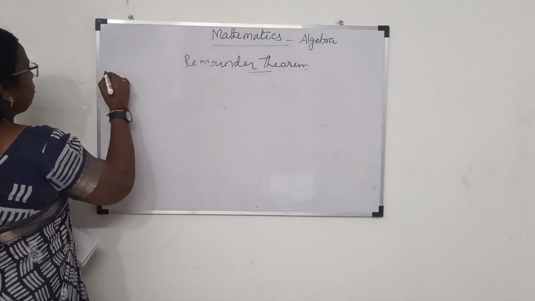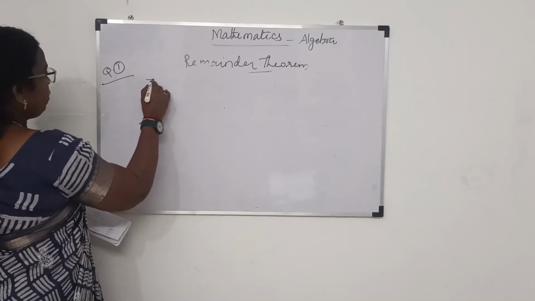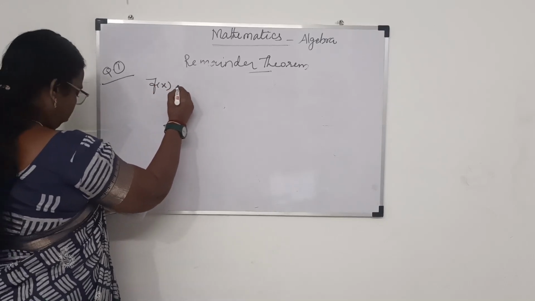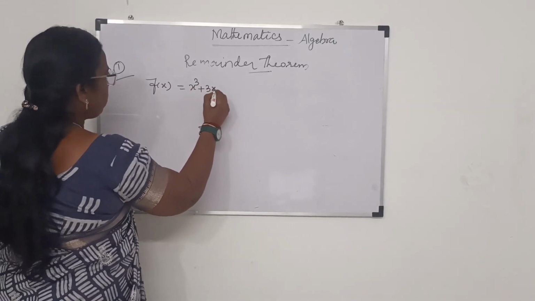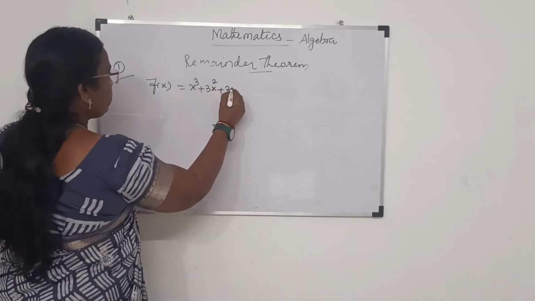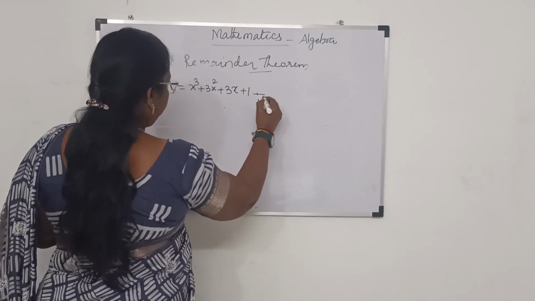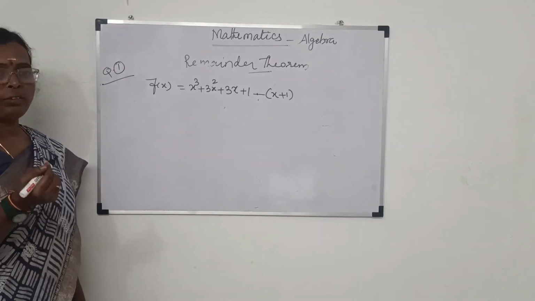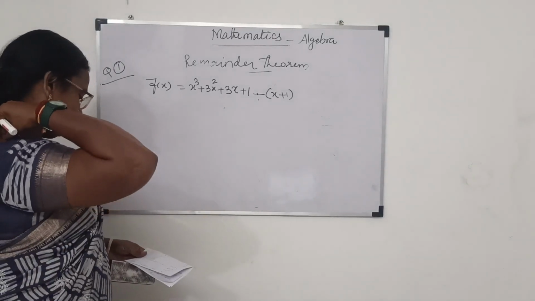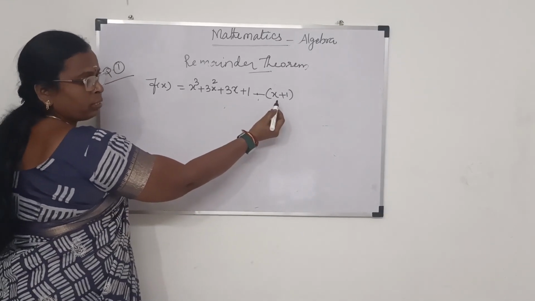Find the remainder, question 1. Find the remainder when f of x is equal to x cube plus 3x squared plus 3x plus 1 is divided by x plus 1. So we have to find the remainder for this. Let us take this one as f of x and this one as q of x.